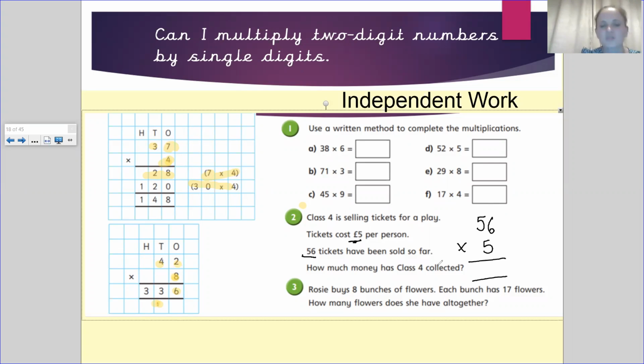And then the last question says, Rosie buys 8 bunches of flowers. Each bunch has 17 flowers. How many flowers does she have altogether? So one bunch has got 17, but she has got 8. So you are looking at 17 times by 8.